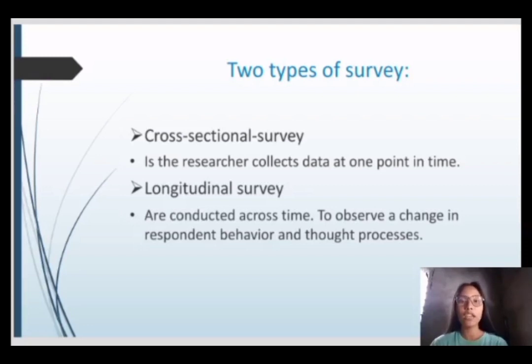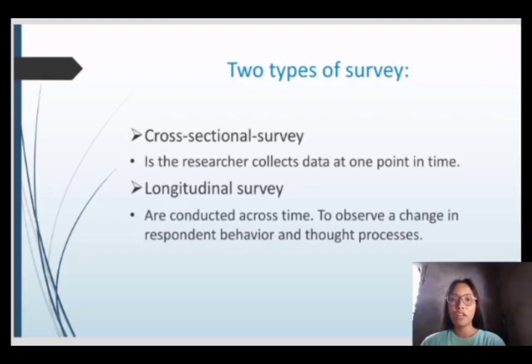Second is the longitudinal survey. This survey is conducted across time to observe change in respondent behavior and thought processes. This time can be days, months, years, or even decades. For instance, a researcher planning to analyze the change in buying habits of teenagers over 500 years will conduct a longitudinal survey.